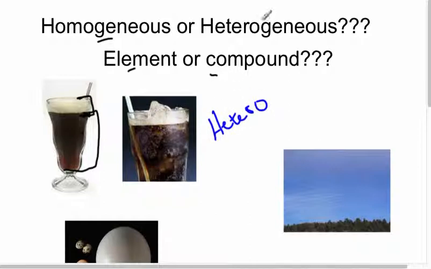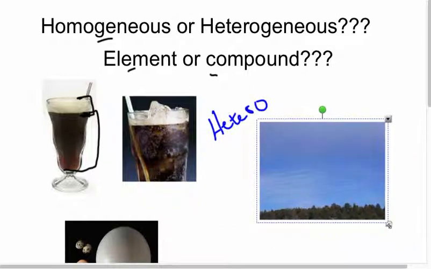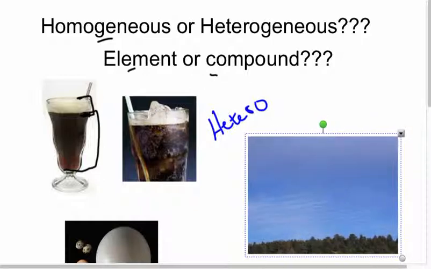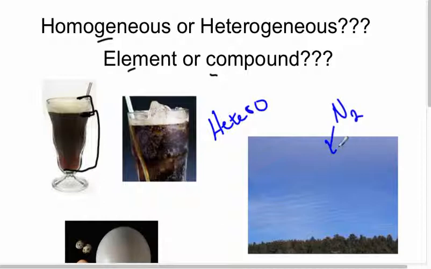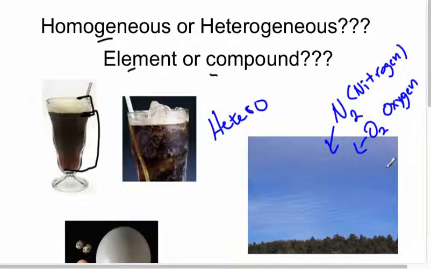Hetero. Okay, let's look at another one. Air. It's what we breathe. But is it just oxygen? No, it's not just oxygen. It's actually mainly nitrogen. A lot of N2. Nitrogen is in our air. Oxygen is in our air, O2. And what's the thing we breathe out? Oh yeah, carbon dioxide. That's all in our air.